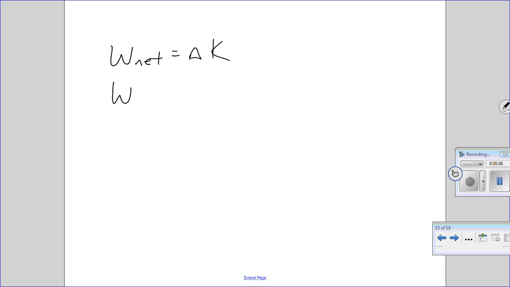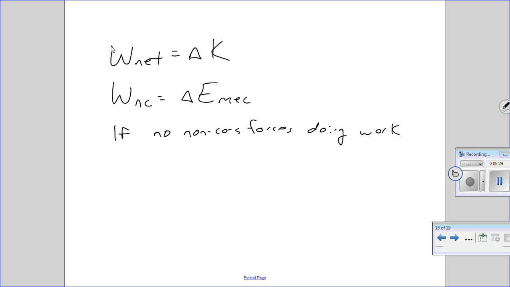What I just told you, that the work done by non-conservative forces is equal to your change in mechanical energy. And then finally, the idea of conservation of energy. Check it out. If there are no non-conservative forces doing work, then the work done by non-conservative forces is zero, which means my change in mechanical energy is zero. So that means that my total mechanical energy is constant. That is huge.